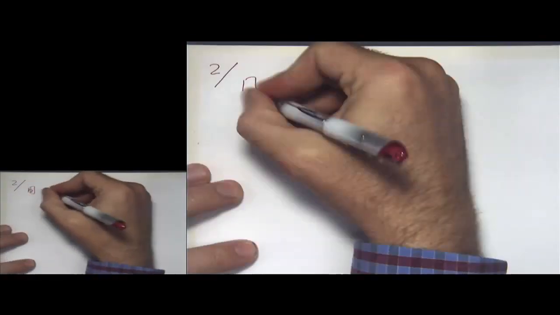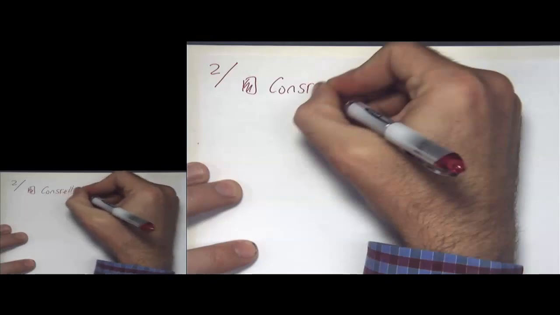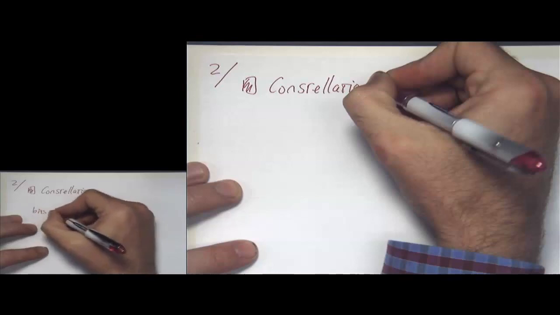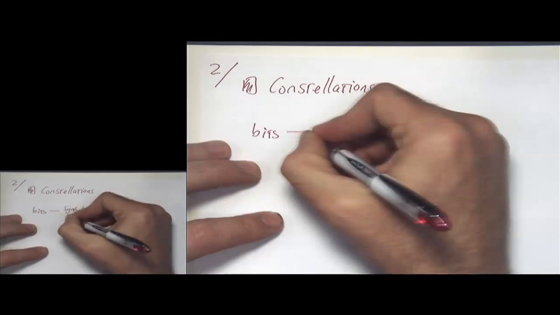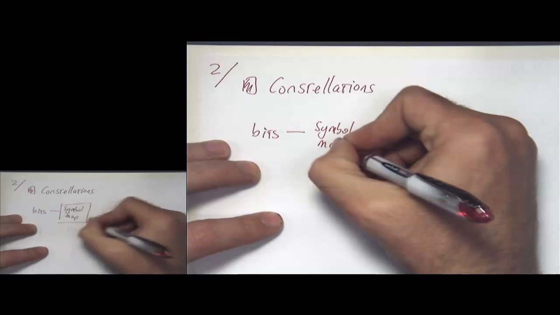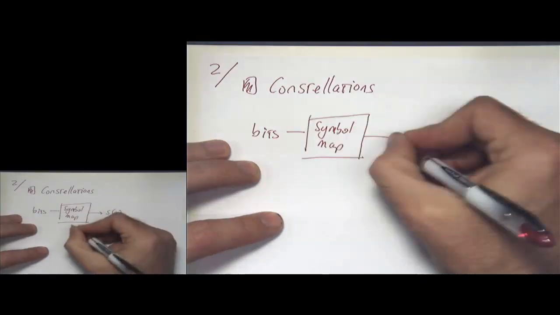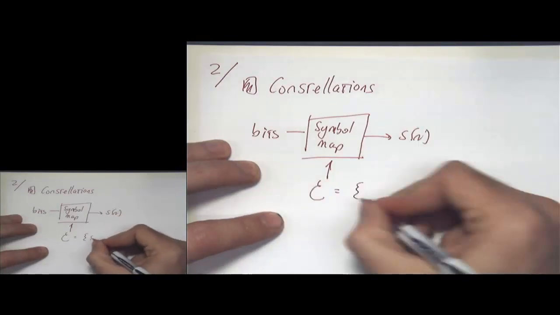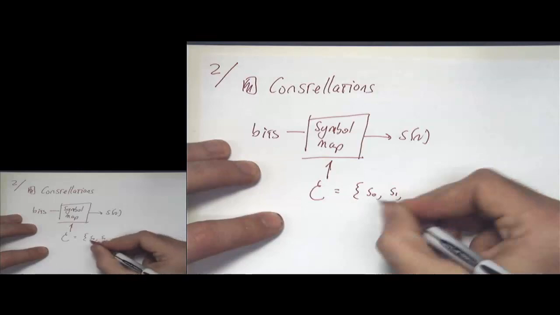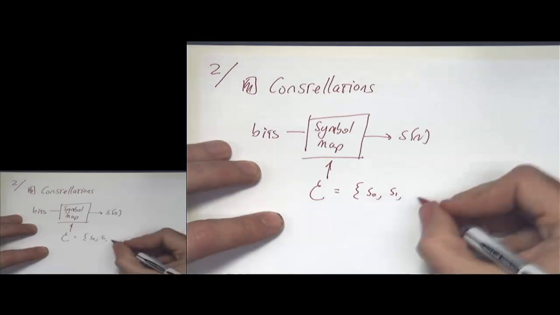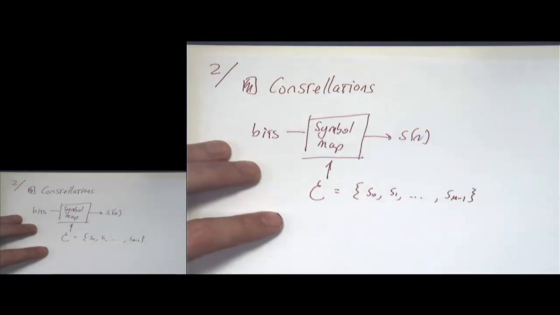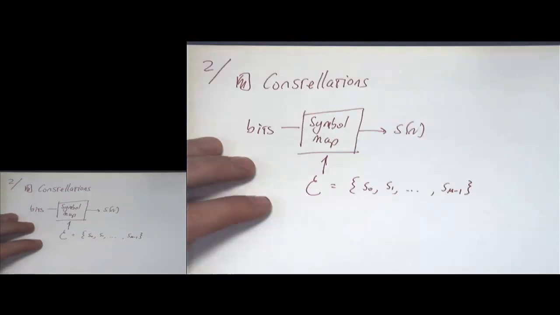Okay, so we're going to continue this discussion here of constellations. And in particular, we're focusing on this operation, which is the symbol mapping here, to produce these symbols S of n. And we have this ordered set C here, which has entries, let's say S0 through S of n minus 1 here. And this C, calligraphic C, is the constellation here. And these S's are the complex symbols.